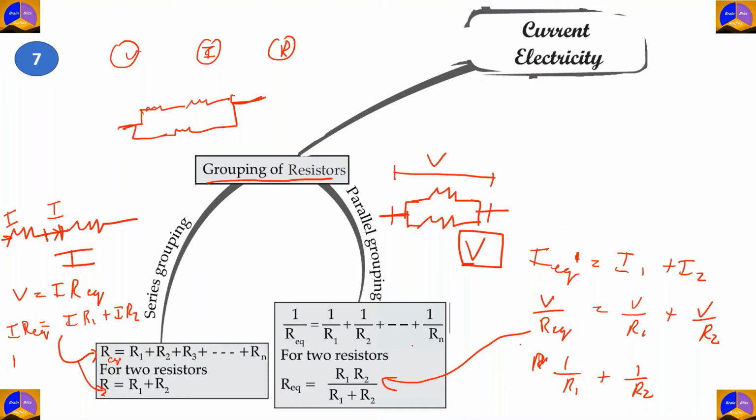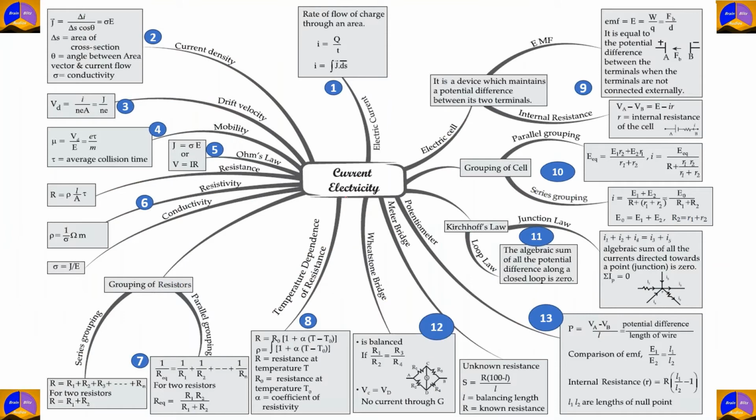Suppose we have n resistors connected parallelly. So the equation becomes 1 by R equivalent is equal to 1 by R1 plus 1 by R2 up to 1 by Rn. So here we find the reciprocal of the equivalent resistance, and then we flip it over to get the equivalent resistance. So that's how we calculate the value of resistance in a parallel grouping of resistors. Let's move on to the next topic.